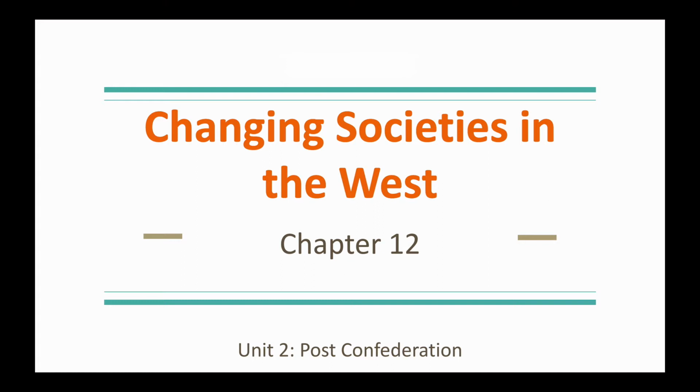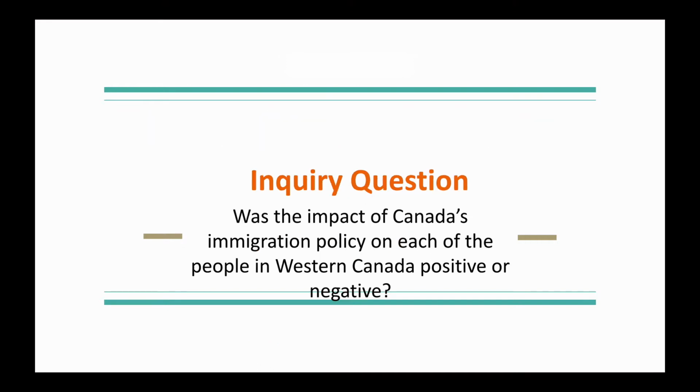Oh, it's chapter 12, Changing Societies in the West. This is part of Unit 2. This is post-Confederation Canada. And the question being answered: was the impact of Canada's immigration policy on each of the people in Western Canada a positive or a negative? And that's what we're going to find out in this chapter 12.